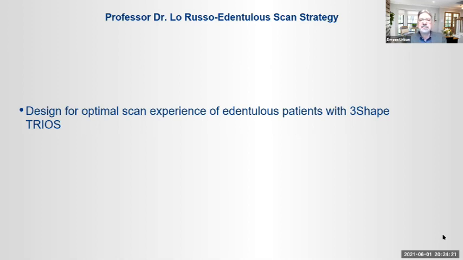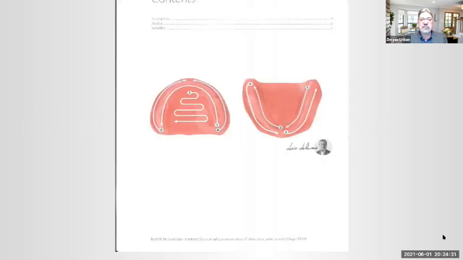LaRusso. He did an edentulous scan strategy called Design for Optimal Scan Experience of Edentulous Patients. He utilized a 3Shape TRIOS, and he did a directional scan, as you can see here in the left photo. He started on the crest of the ridge, going from one side to the other. Then he went into the palatal area, and then around the periphery, from one side to the other. The same thing with the lower. He had a directional program that he used to get a good, accurate impression, and he's been very successful with fully edentulous impressions.